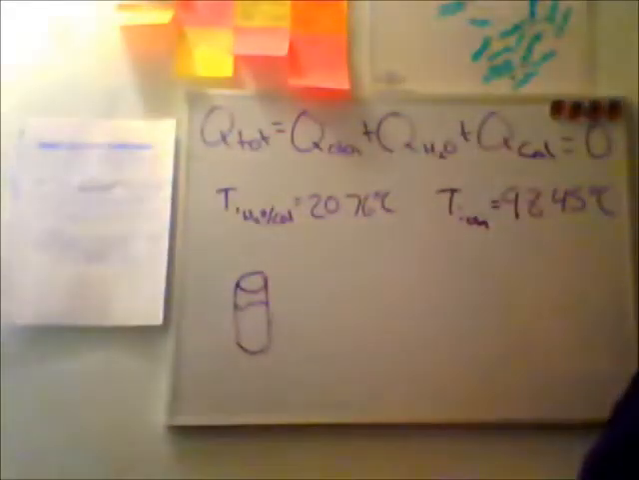So our Ti object is equal to a whopping 98.45 degrees Celsius. And I think you can actually read that.